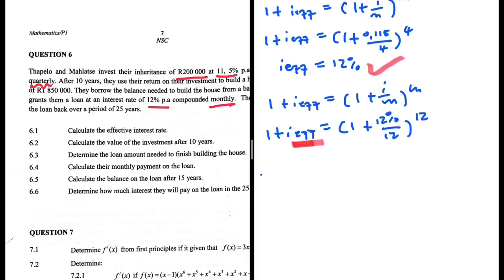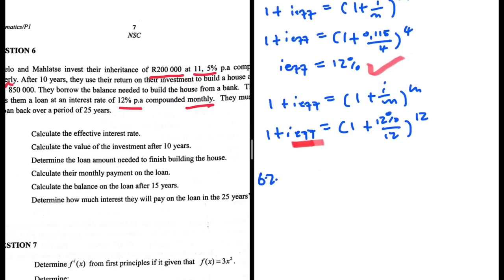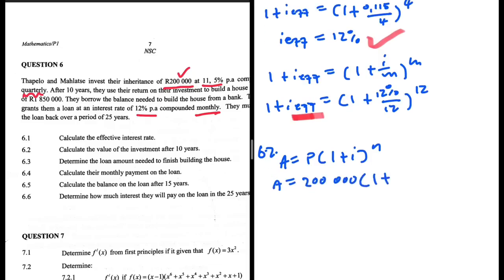Let's go ahead and do 6.2. Calculate the value of the investment after 10 years. Well, they just deposit 200,000, and then chill out for 10 years. So not deposits every month or every quarter. It's just basic compound interest. So we have A being equals to P, 1 plus the effective interest to the power n. So A is equals to the principal amount, the amount which they invest, 200,000, multiplied by 1 plus the interest.